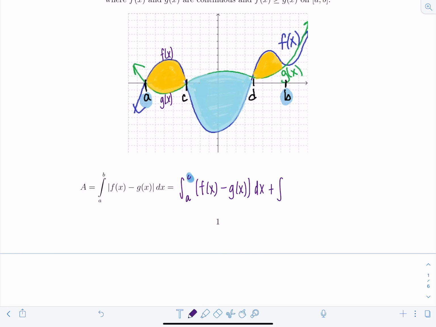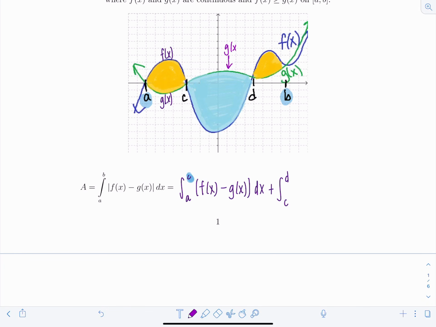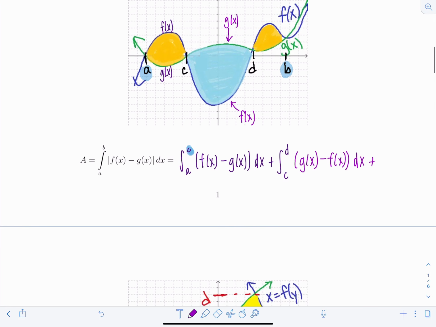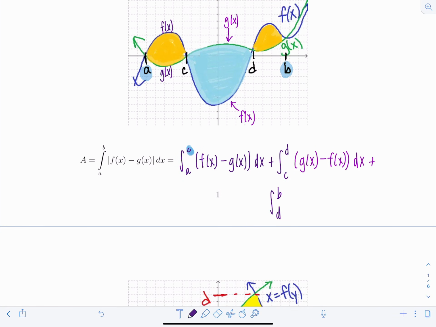Then I would pick up right where I left off. So since I left off at c, that's where I would start, and then I'd go up to d. And then now notice on this interval here, g of x is the function that's on the top, and f of x is now the function that's on the bottom. So then I would have g of x minus f of x dx plus, and then my last integral would pick up right where I left off again. So I would go from d to b, and then now f of x is on top again, minus g of x dx.